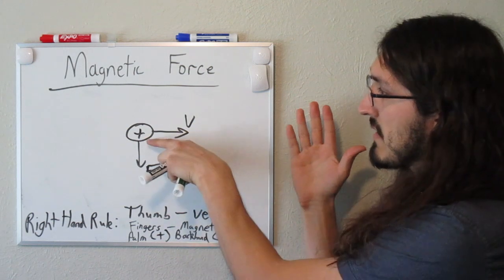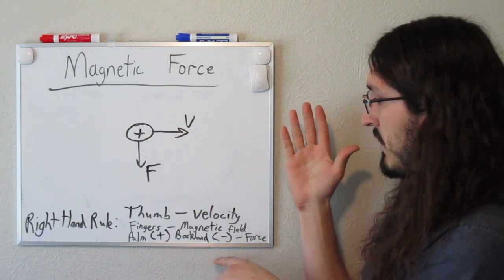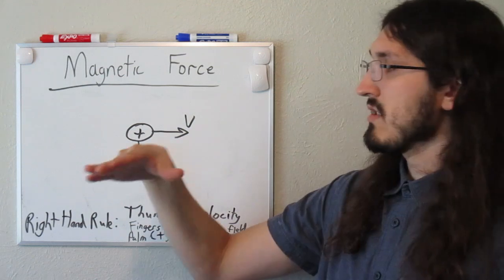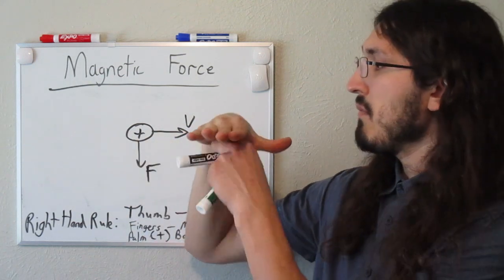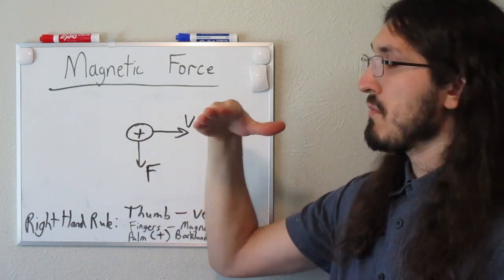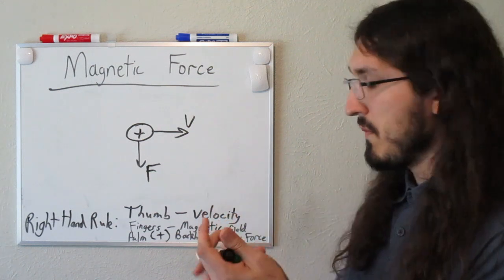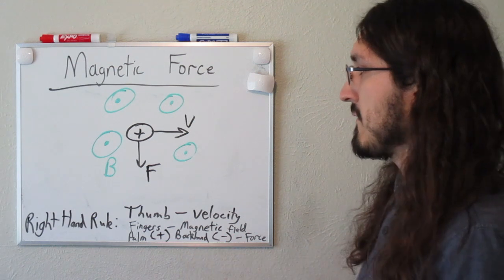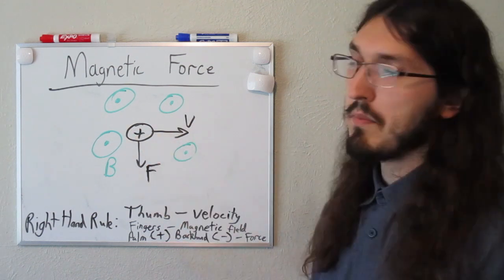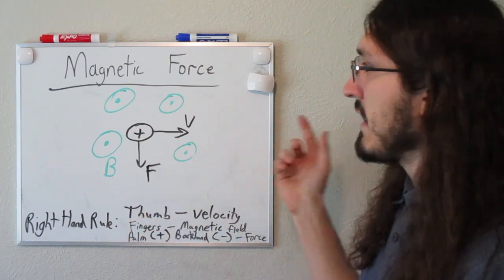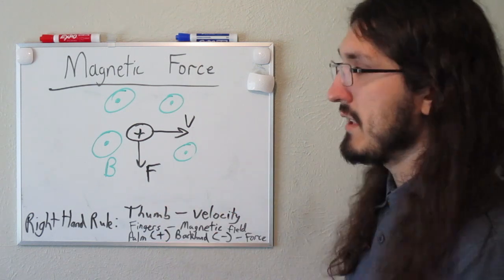In this case, since it's a positive charge, I'm going to use my palm, and it's directed downward. So I have my thumb pointing to the right, my palm pointing downwards, and where my fingers are pointing is where the magnetic field is pointing. In this case, it's going out of the board. So with the right hand rule, I was able to figure out that the magnetic field is coming out of the board. So a positive charge moving right through this magnetic field will feel a downward force.